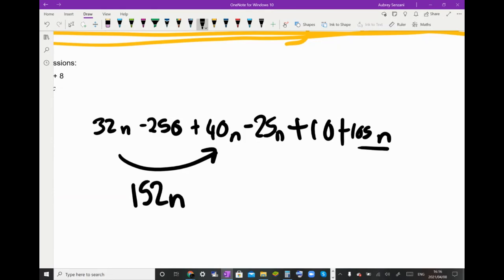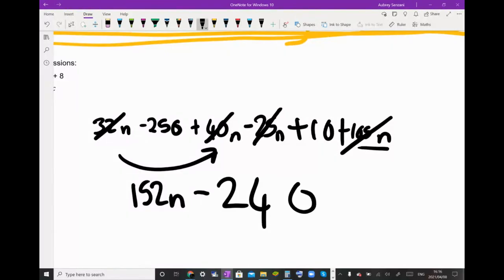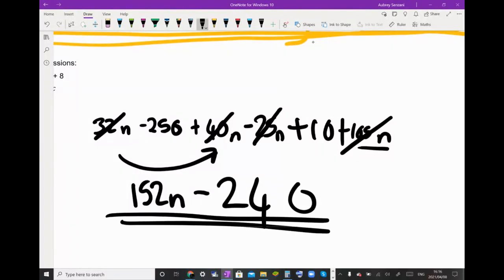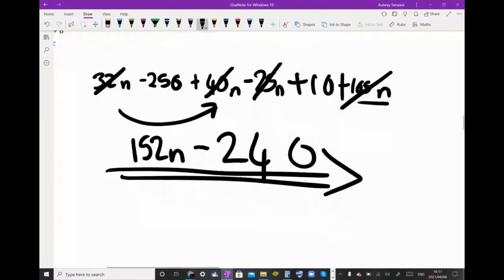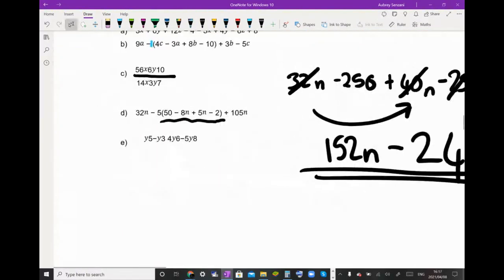152n. Okay, so now we can cancel out all the n's. We've dealt with them. Then we have 250 plus a negative 250 plus a positive 10, which will give us a negative 240. Okay, and that is our final answer. All right, okay. I think we have one more, and I'm going to give you guys a break.